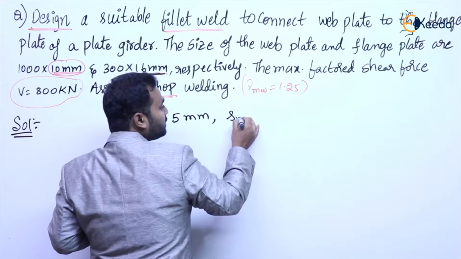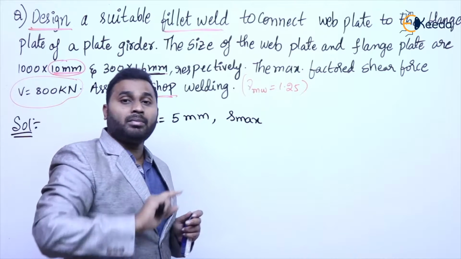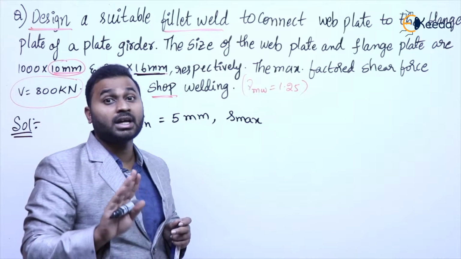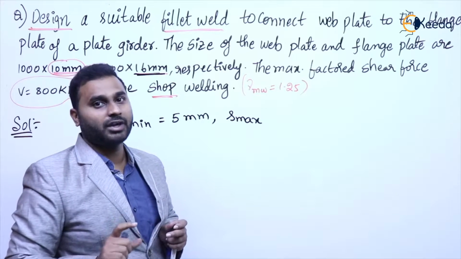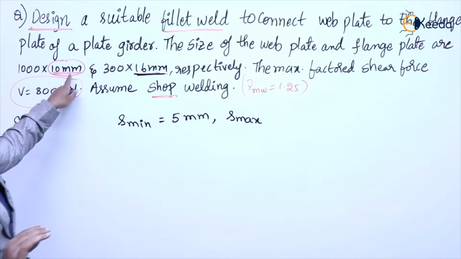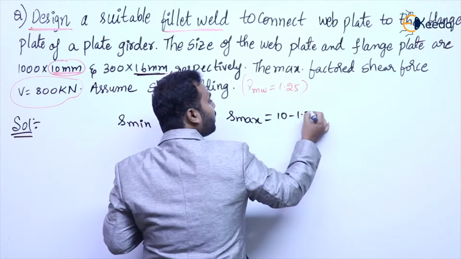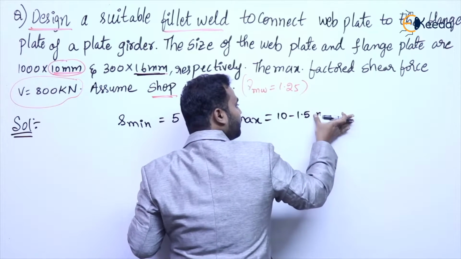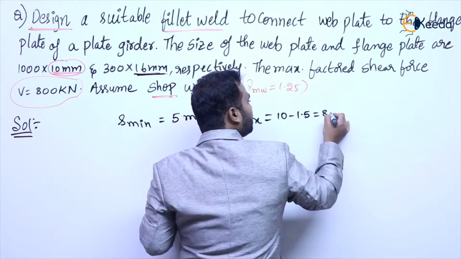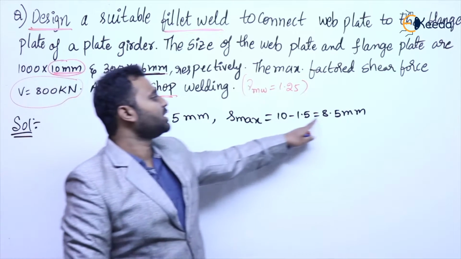Coming to S max, the maximum size of the fillet weld depends upon the minimum thickness of the plates connected and the type of the edge. Here edges are square, and the minimum thickness out of these two plates is 10 mm. Hence S max is equal to 10 minus 1.5 mm, which comes out to be 8.5 mm. So S minimum is 5 mm and S max is 8.5 mm.